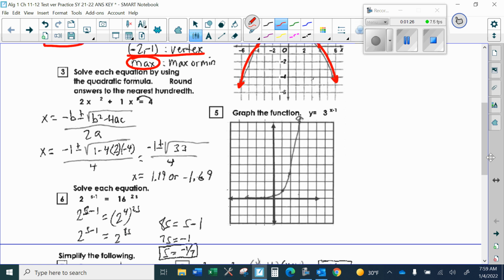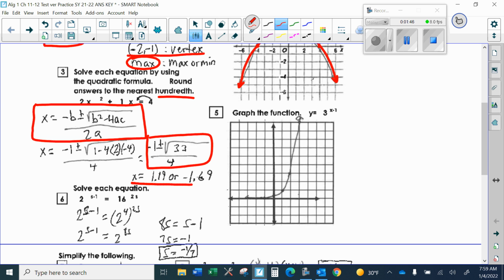Number 3, solve the equation by using the quadratic formula. Round the answer to the nearest hundredth. So here I have written down the quadratic formula to begin with. That's what you should do. Then fill it in. You get this right here. That's the exact answer, but they don't want that. They want the nearest hundredth. So now I plug both those answers in the calculator, and I get those two answers right there, rounded to the nearest hundredth.